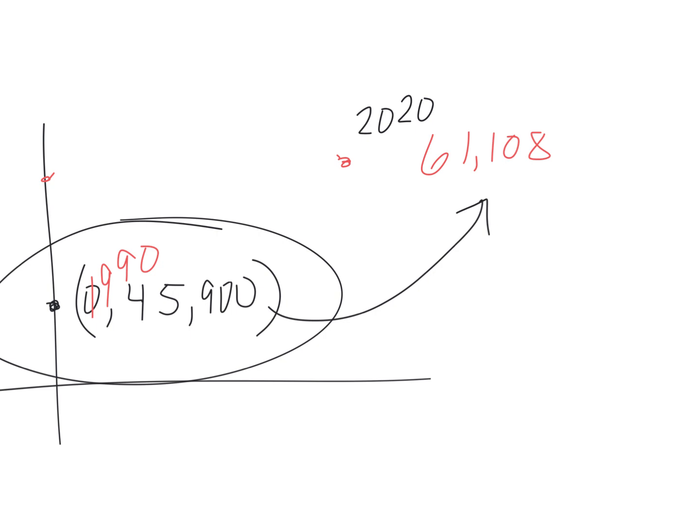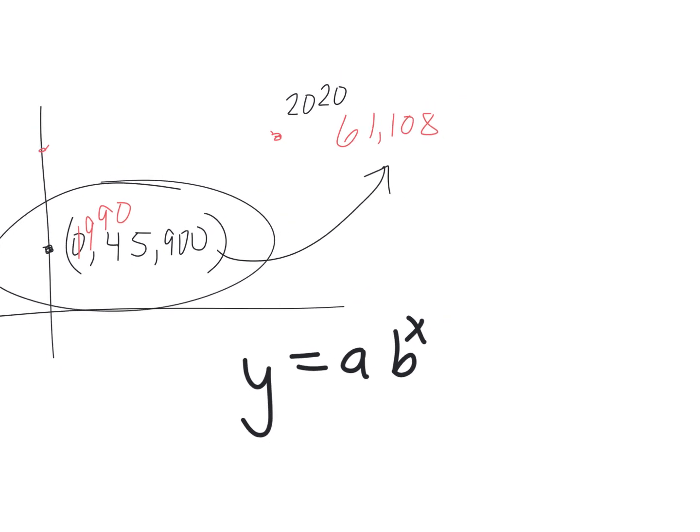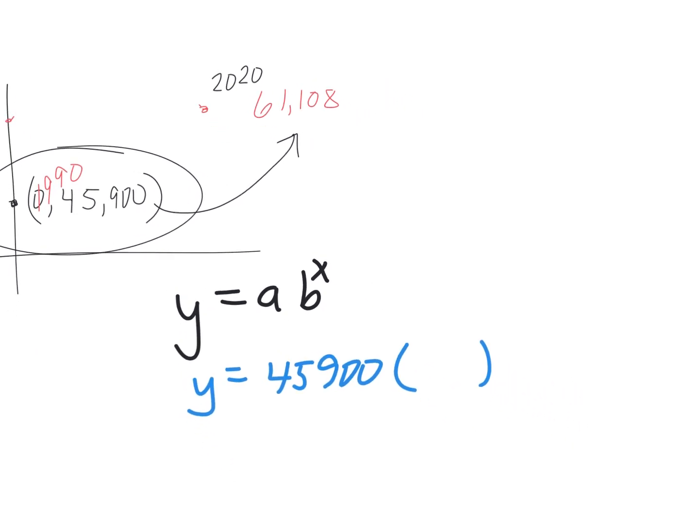But how would I actually write the equation for this? Always start with a b to the x. Everybody write that. And what's our starting number? Well, it's how many people were in Minnetonka back in 1990. 45,900. Don't put commas in equations, by the way. 45,900 is our start value. Is it growing? Yeah, but I don't know what percent that is.